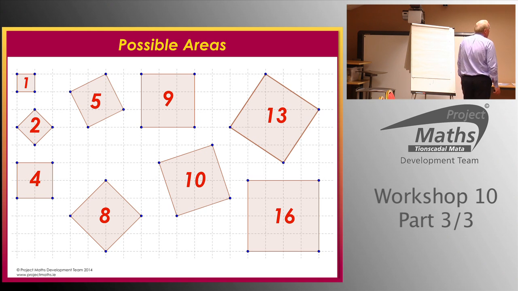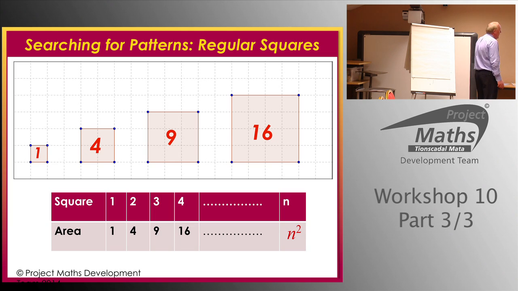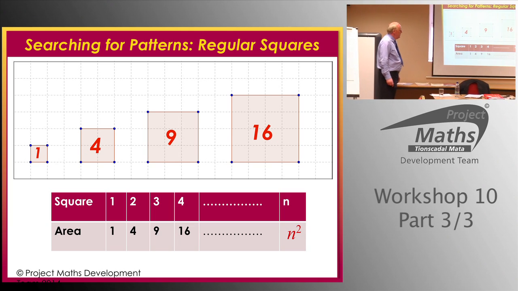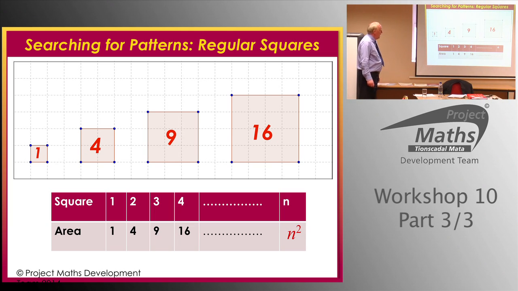So we're going to look at the areas, and we set up a table. The square that has a side of 1 has an area of 1, a side of 2 has an area of 4, a side of 3 has an area of 9, a side of 4 has an area of 16. So what about a side of n? What should that be? n squared.